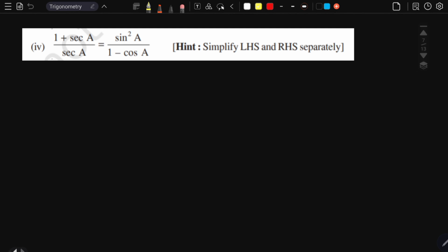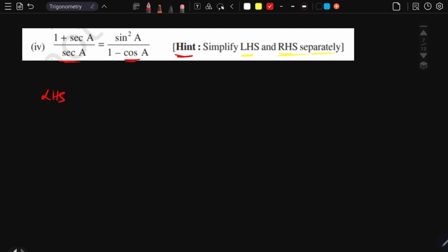Question number 4 is: given 1 plus secant A divided by secant A is equal to sin square A by 1 minus cos square A. The hint is given: simplify LHS and RHS separately. Again I am saying, hints and all are not expected in the examinations. So try to do this type of question with LHS separately and RHS separately.